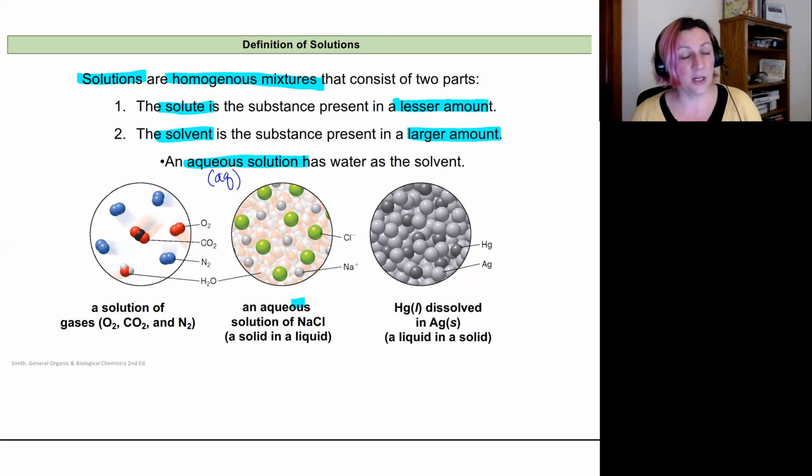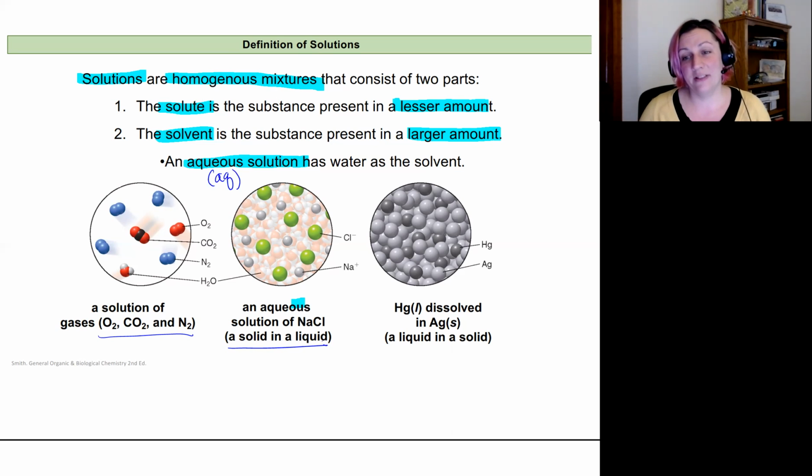Now, solutions come in all sorts of forms. I think the one that's most intuitive that pops in my head is things that are dissolved in water, but it can be anything dissolved in anything. You can have a mixture of gases. That's a solution. So here we've got a mixture of oxygen, carbon dioxide, and nitrogen. That's kind of similar to air, with a few more things added into air. We can have a solution of a solid and water where the solid completely dissolves if it's an ionic compound. That would be an aqueous solution of sodium chloride.